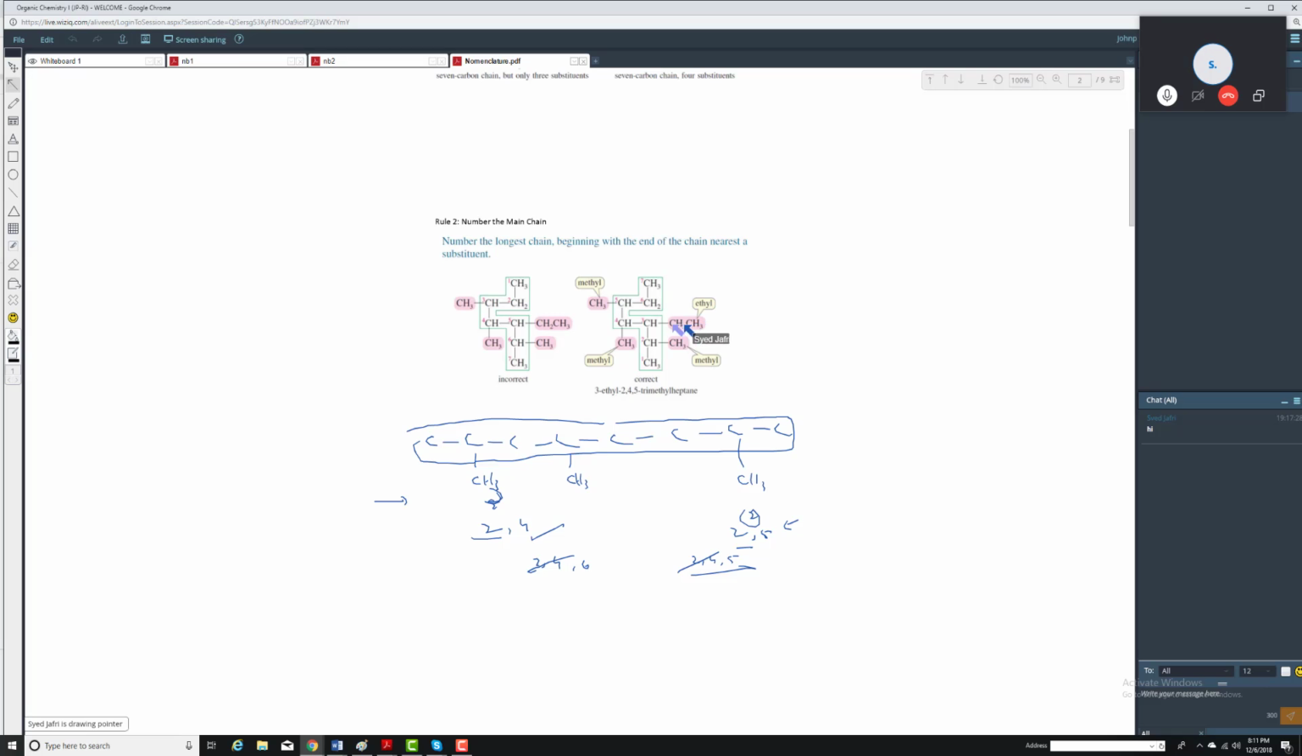Why are we writing the ethyl first? Because ethyl starts with E. Always follow the alphabetical order, because E comes before M.